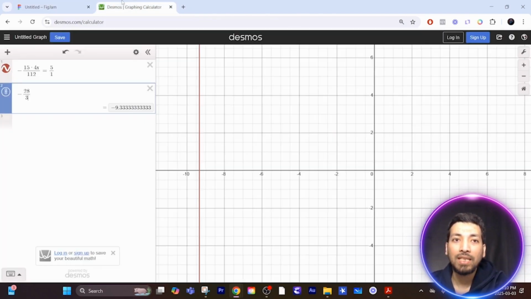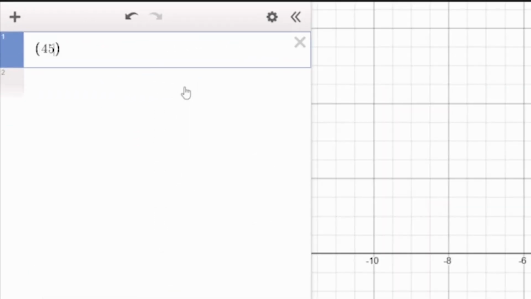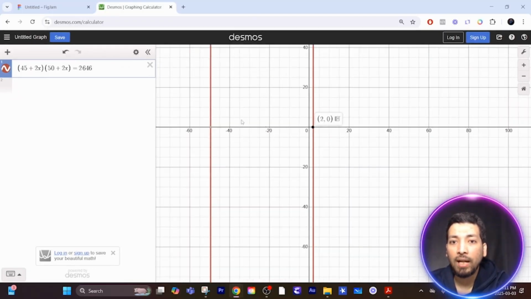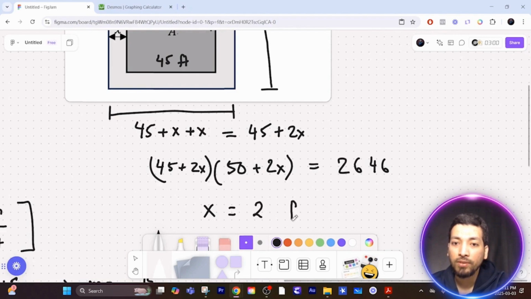2646. Simply use Desmos here. We have 45 plus 2x times 50 plus 2x, and we get 2646. We can see that we have two values here. One is negative 49.5, another is positive 2. So here the x value is an extension of the length and the width, so it cannot be negative. So we have to take the positive x value. That is x is equal to 2 feet.